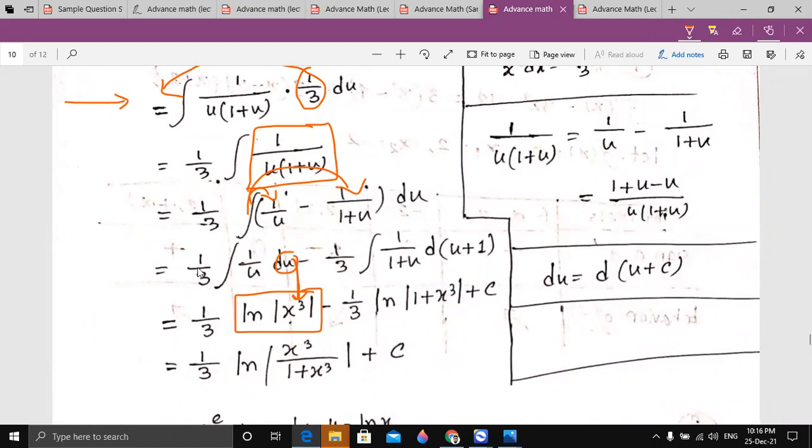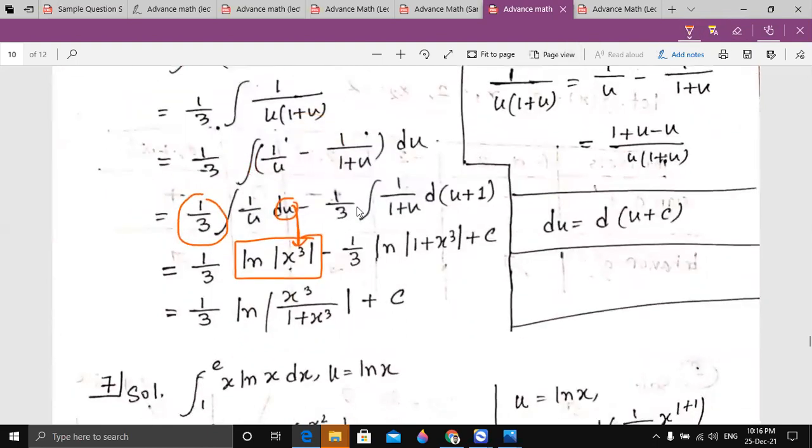So here this 1 by 3, they have multiplied this 1 by 3 with the bracket. They have taken this 1 by 3 with this one, and also with this one. So this is 1 by 3. Okay, this 1 by 3 comes from here. Don't worry about this 1 by 3. And now we have integration of 1 by 1 plus u, right? Integration of 1 by 1 plus u.